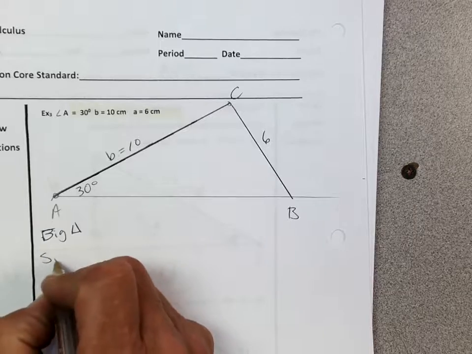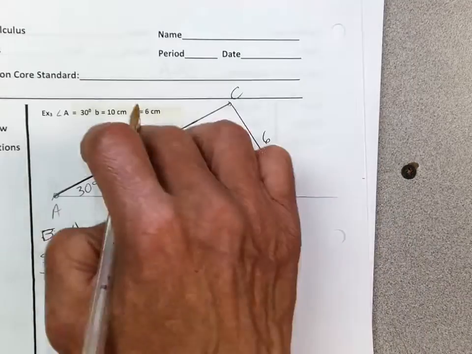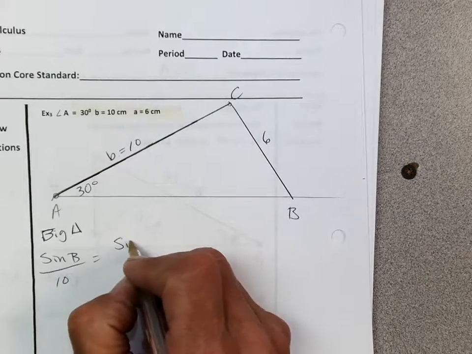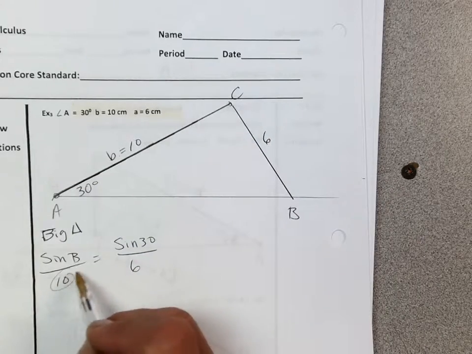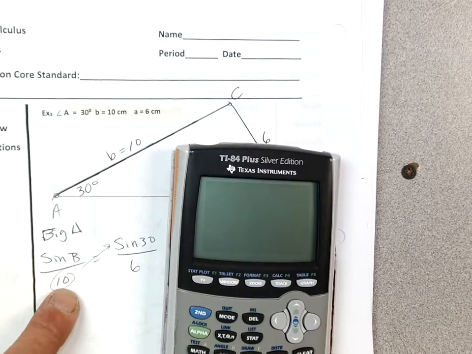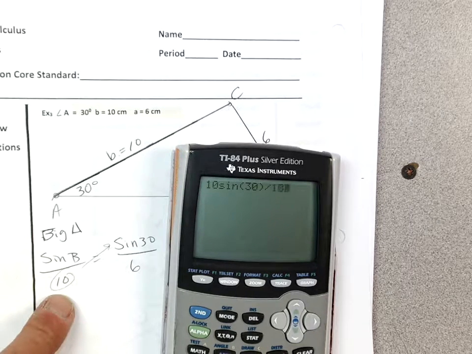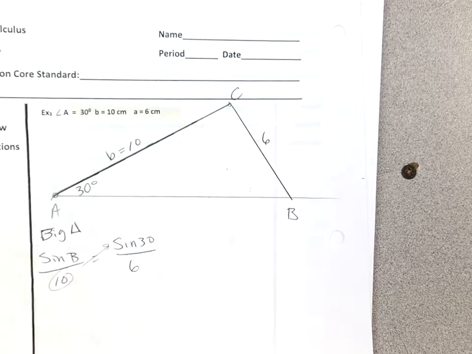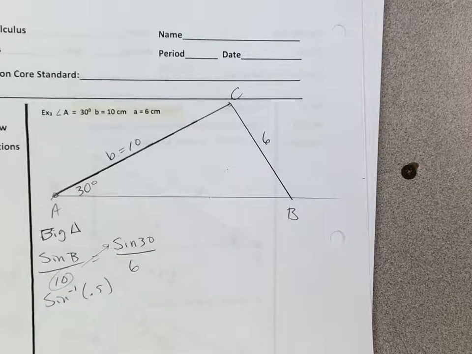I'll take my sine of B over 10, right? Sine of the angle over its opposite side equals the sine of 30 over 6, okay? Multiply that up, right? And if I do that, I'll have 10 times the sine of 30 divided by 6. And I get a decimal because I need to find the angle. What button do I push? The inverse button, right? So we'll go sine inverse of my 0.5. And of course, we already know that answer.